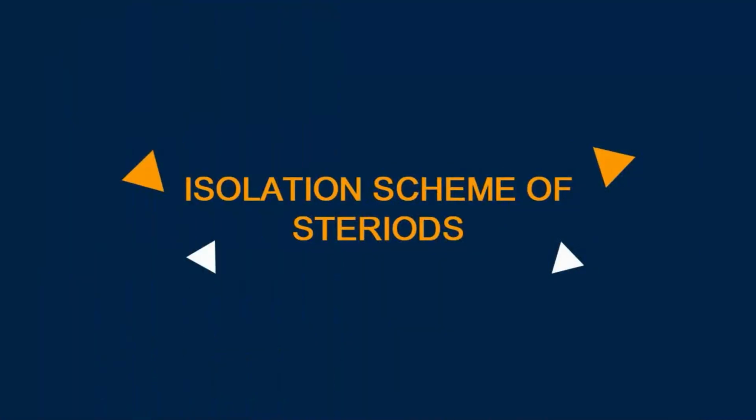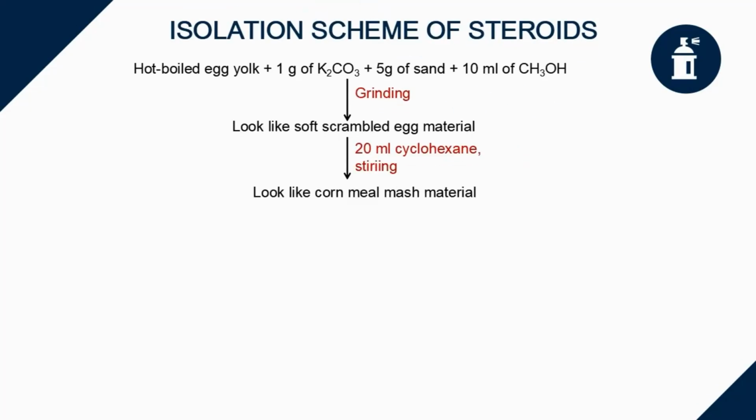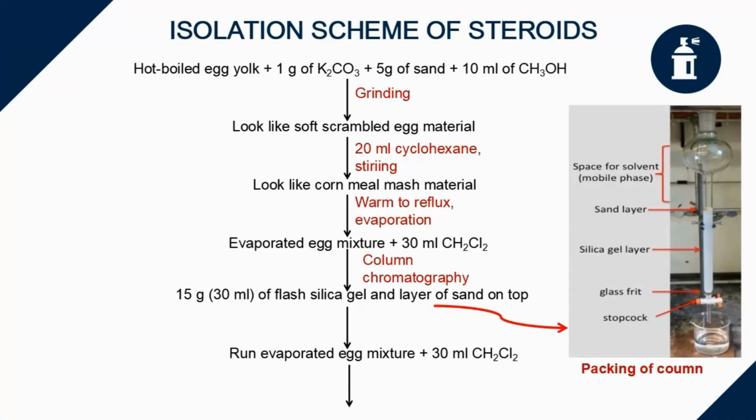Let's see the isolation and purification of steroids. This is the specific method for the extraction and isolation of steroid molecules. In this method, we will take hot boiled egg yolk in which 1 gram of potassium carbonate is added. After that, 5 grams of sand and 10 ml of methanol are added. The whole material is ground and we will get a soft scrambled egg material. In this material, we will add 20 ml of cyclohexane and stir it for some time.